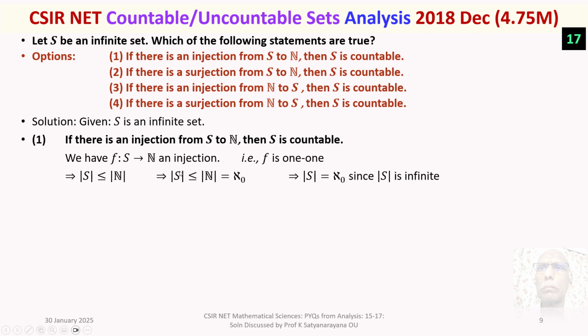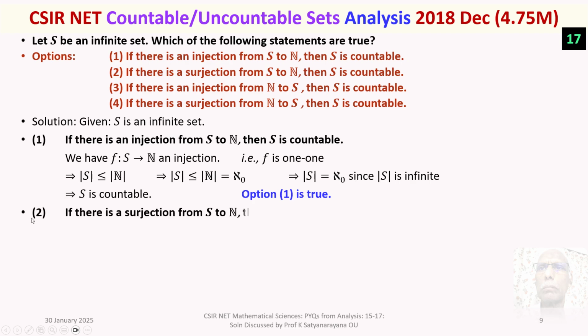So cardinality of S is less than or equal to ℵ0, and S is infinite. What is the possibility? So the cardinality of S is equal to ℵ0 because S is an infinite set. So that means cardinality of S is ℵ0, means S is countable. Therefore, option 1 is true. Let us take option 2.